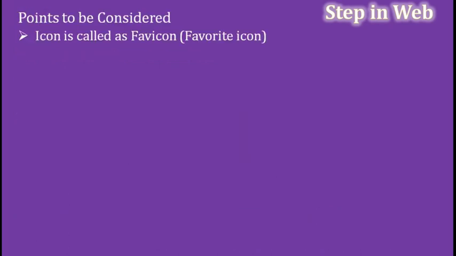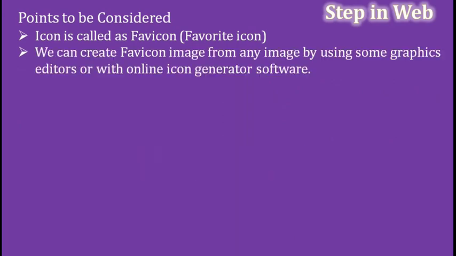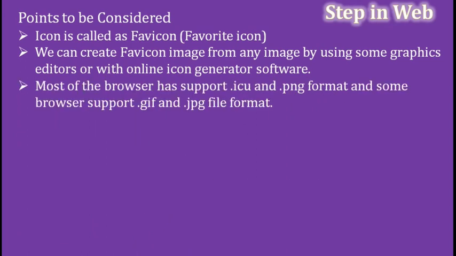Points to be considered to create a favicon. The icon is called a favicon. Favicon means favorite icon. We can create a favicon image from any image by using some graphics editors or with online icon generator software. Most browsers support .ico and .png format, and some browsers support .gif and .jpg file formats. To maintain the correct shape, we always have to keep this icon image in a square shape only, because it is going to be shown in a small area.